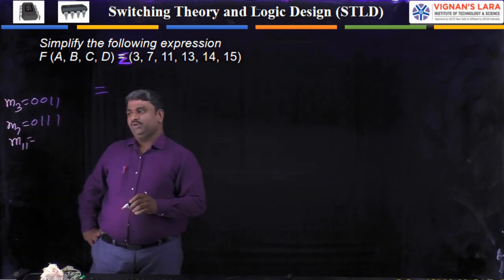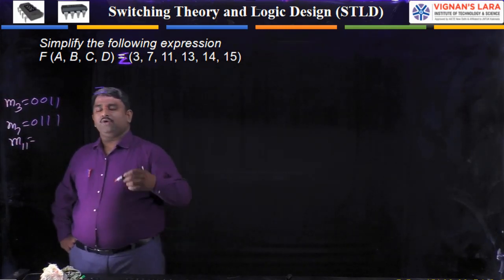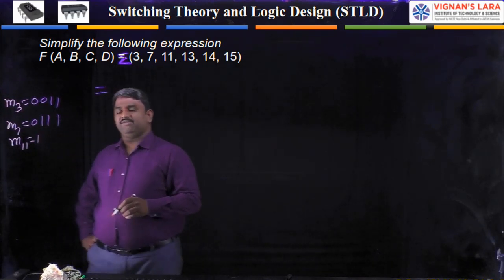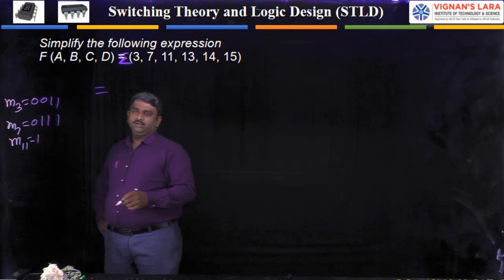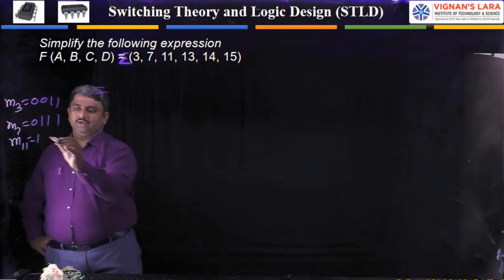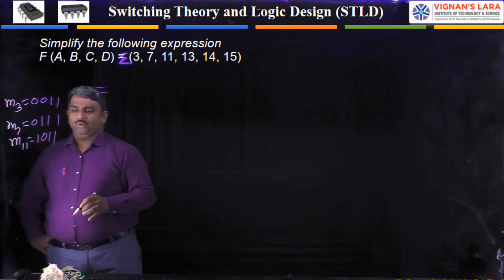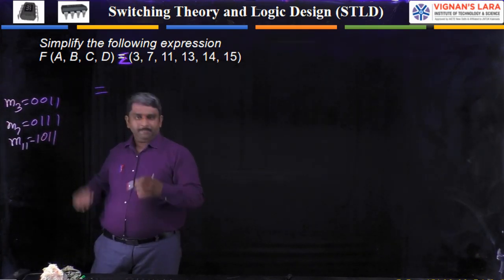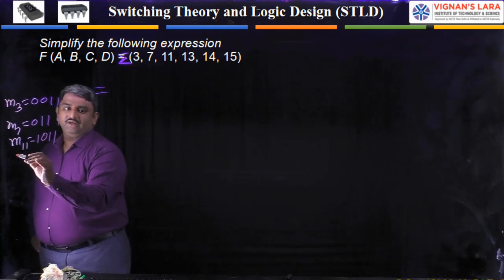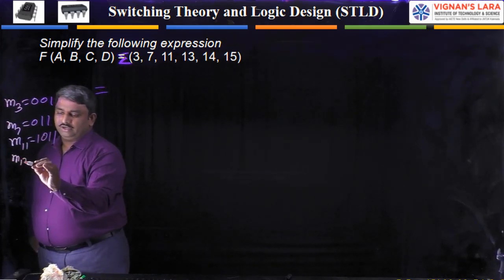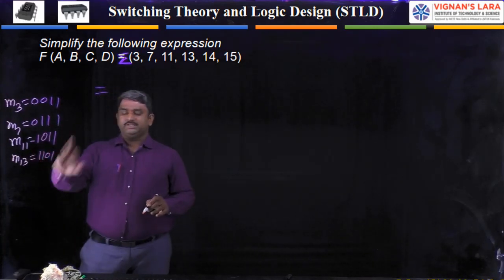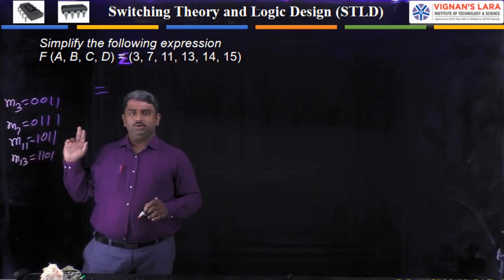Next M11. What is the equivalent minterm value for this one? You have to recollect the binary equivalent value. What is the 11 equivalent? 1, 0, 1, 1, that is 8 plus 2 plus 1. That is the 11 equivalent number. M11 over. Next, after M11, M13. This is 1, 1, 0, 1, that is 8 plus 4 plus 1, which is equal to 13.